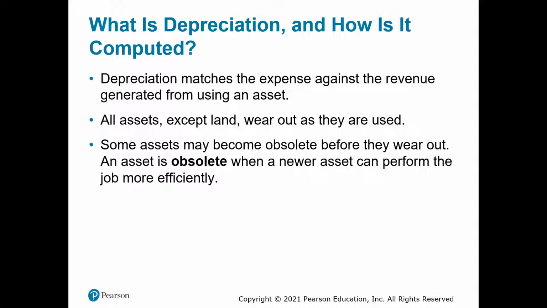All assets, except land, wear out as they are used. In addition, physical factors like age and weather can cause depreciation of assets. Some assets, such as computers and software, may become obsolete before they wear out. An asset is considered obsolete when a newer asset can perform the job more efficiently than the old.